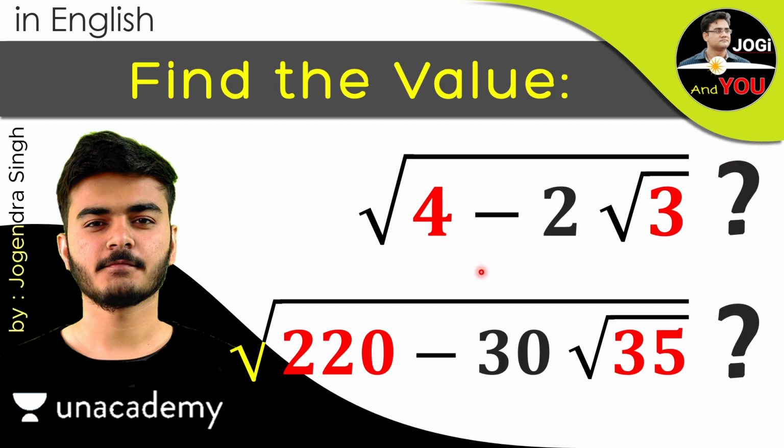Friends, today I'm back again with a nested radical problem in which we have two questions. The first question is root of 4 minus 2 root 3 and the second question is root of 220 minus 30 root 35. In these types of questions, the small digit questions are easy to solve but the big digit questions are a little bit difficult to solve. No worries, we are here to help you.